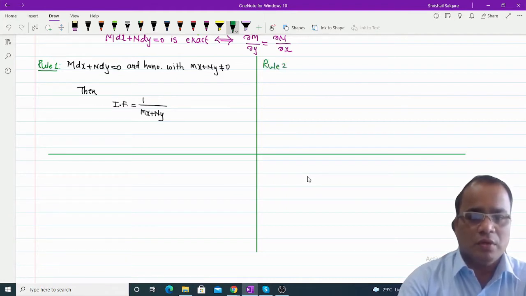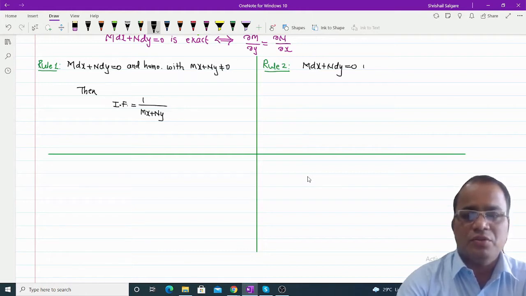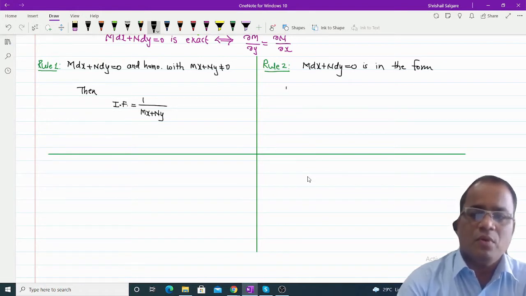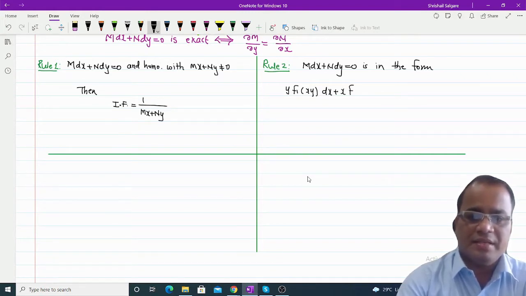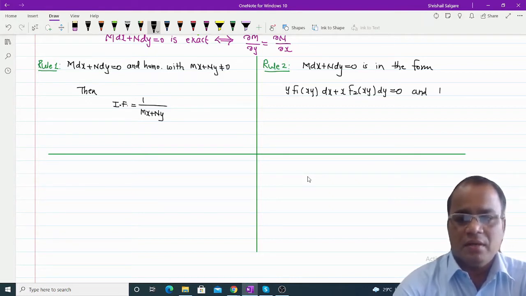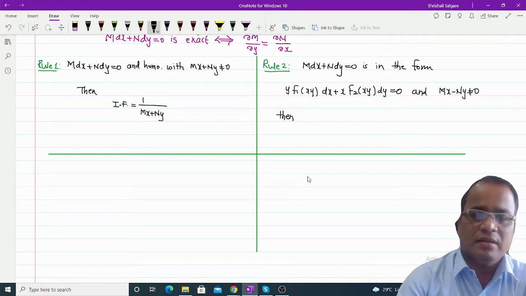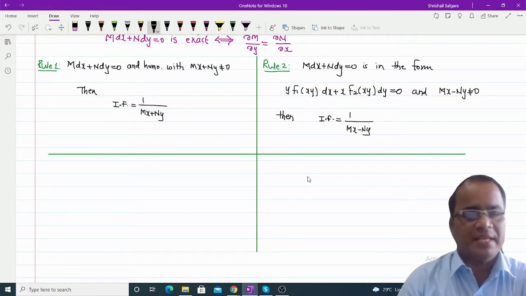Rule 2: if the equation M dx plus N dy equal to 0 is given in the particular form y into f of xy dx plus x into some function of xy dy equal to 0, and further if Mx minus Ny is not equal to 0, then the integrating factor is given by one upon Mx minus Ny.